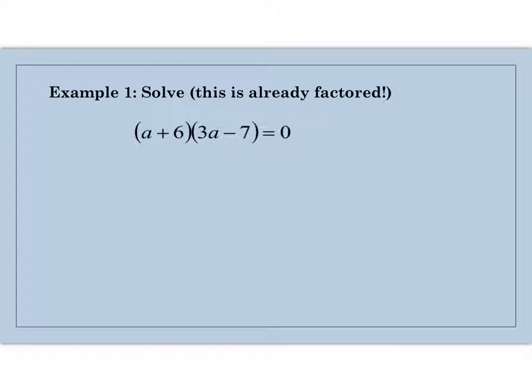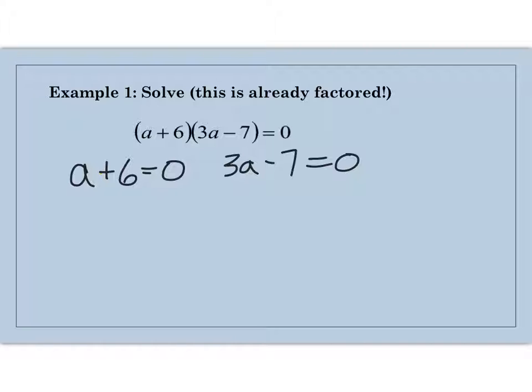And if I jump back to our steps, basically I'm going to split up these two equations. So I'm going to take this first factor, which is a plus 6, and I'm going to say a plus 6 equals 0. Then I'm going to take the other factor, which is 3a minus 7, and I'm going to set that equal to 0. If you look back at our steps, now we have these two mini equations. We need to solve each one.